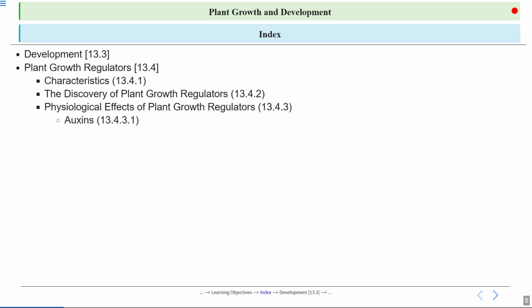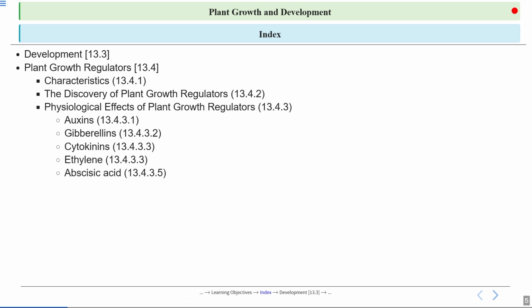Now, what are the plant growth regulators we are going to discuss today? First one is auxin, then gibberellins, cytokinins, ethylene, abscisic acid.